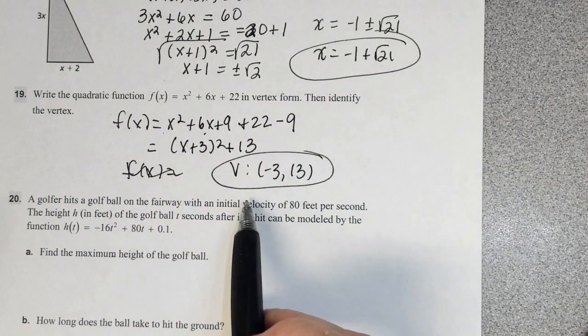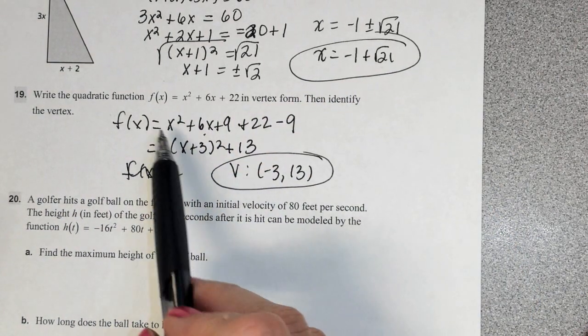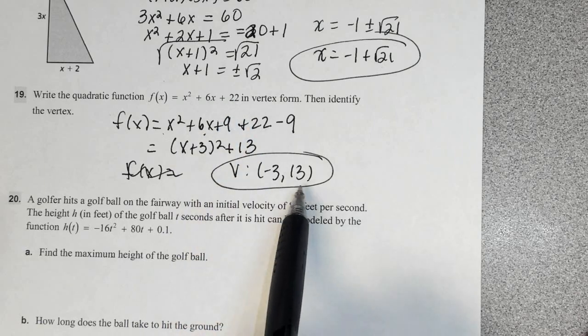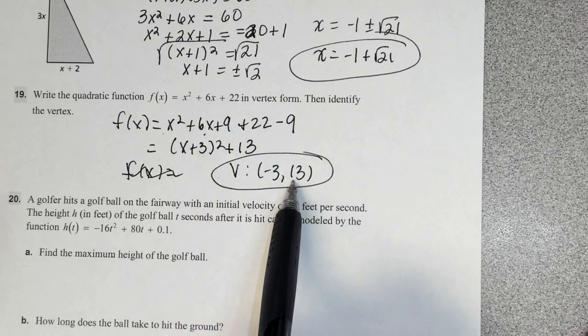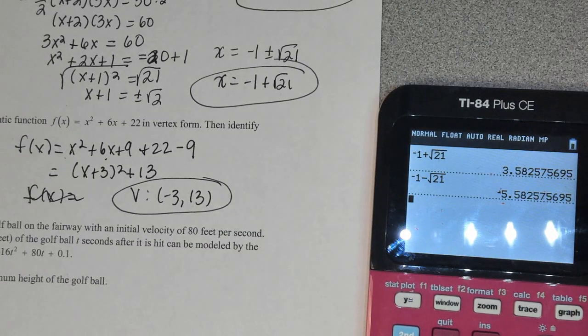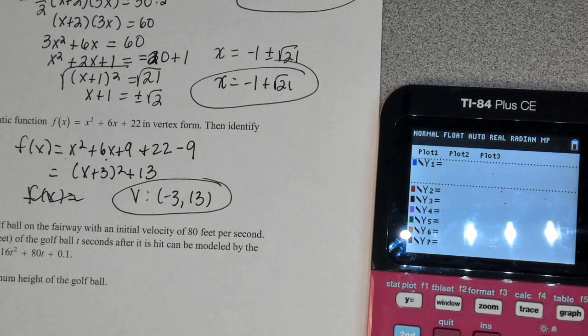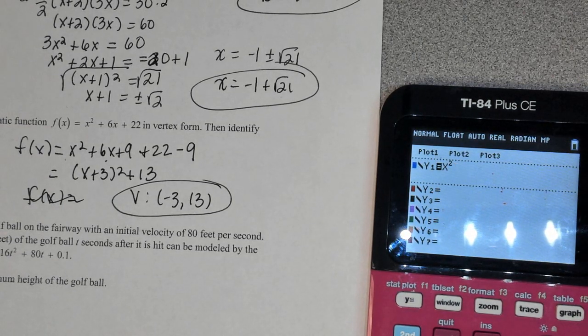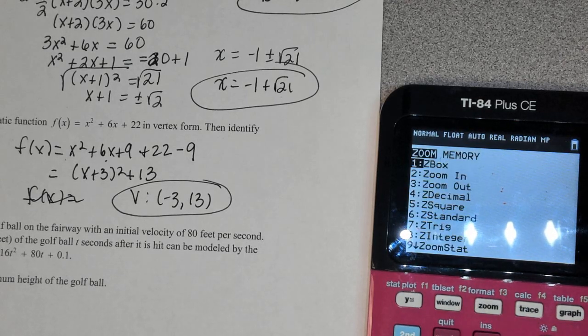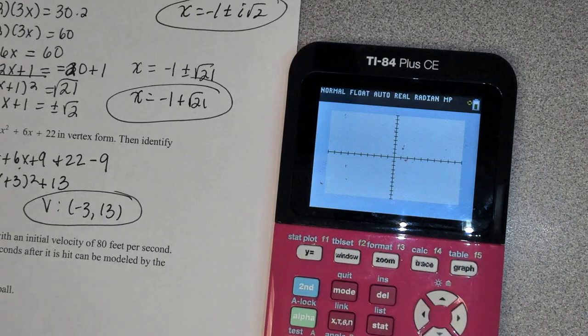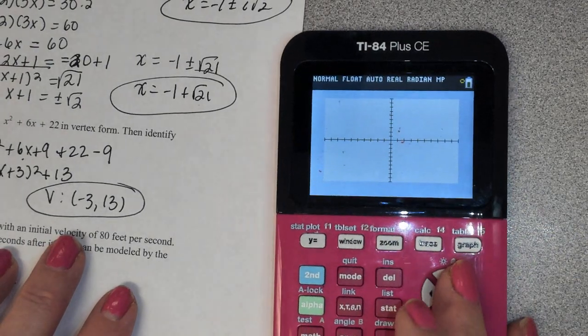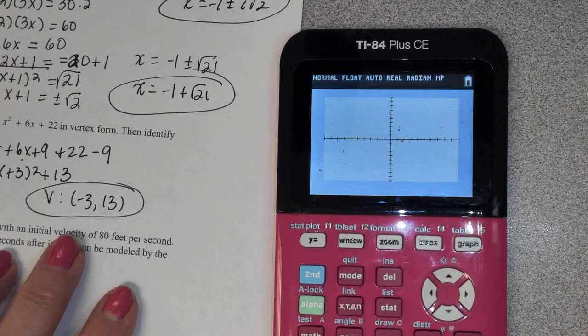Could we check that on the calculator? Yeah, we could check it. We could just be looking for this vertex, right? If I check it, though, I want to show you something. I try to check this. I do x squared plus 6x plus 22. I do my zoom 6. I'm looking for the vertex. I don't even see the vertex. Why am I not seeing the vertex?